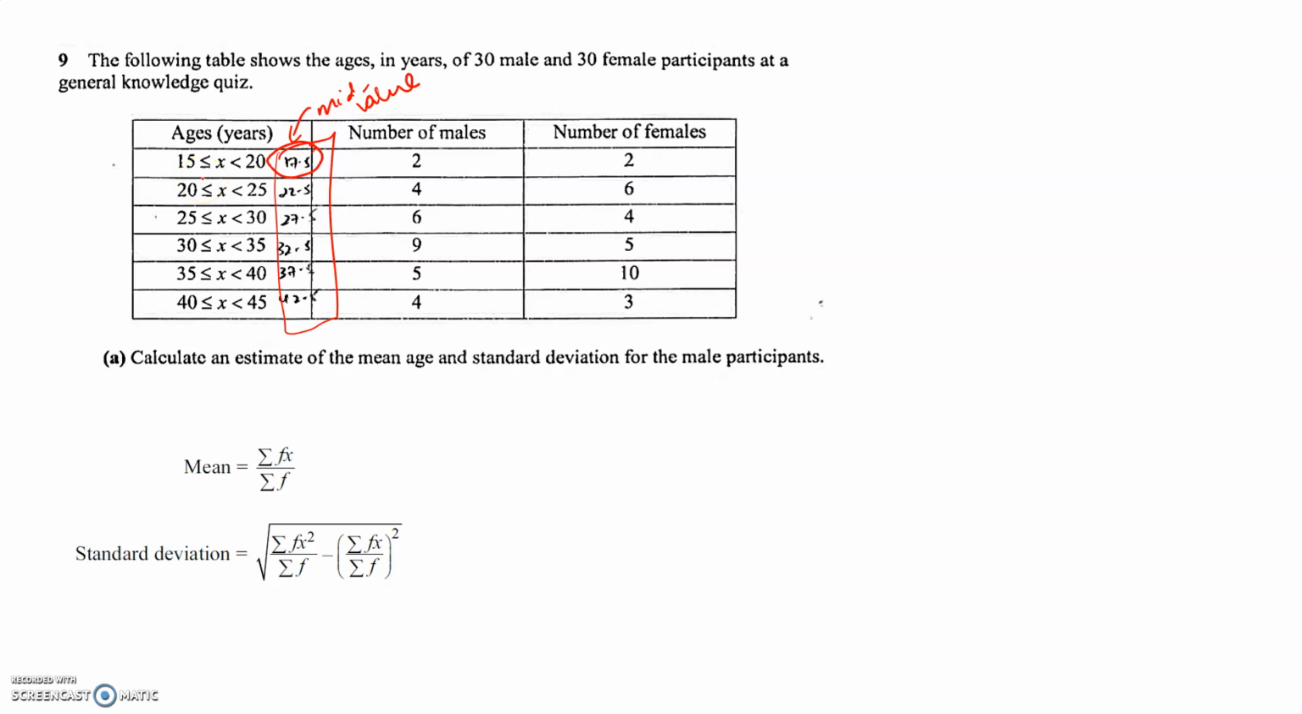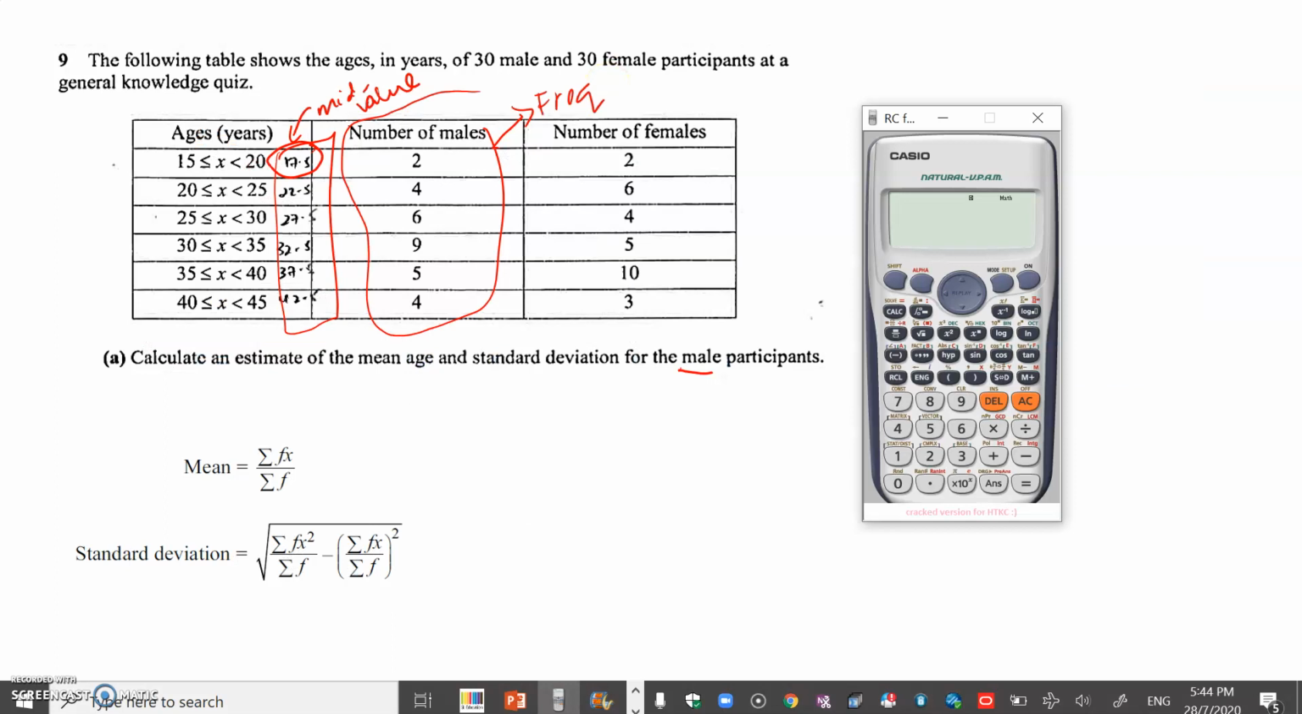So now for this question here, we are going to look at the mean age and standard deviation for male participants. So I'm going to show you how to use the calculator to set it up first. We're going to look at the mid value and also this part here, which is your frequency. All right, so let's draw the calculator again. Some of you may have a different version of this, but basically the setup is roughly the same.